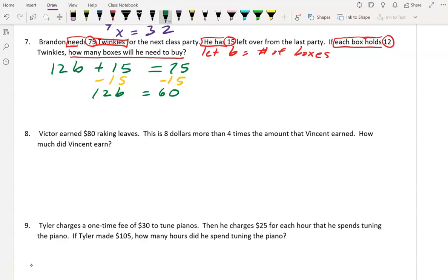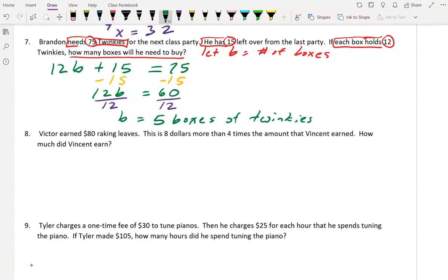And now we can divide both sides. We have to undo the multiplication, so we're going to divide, because that's the inverse operation of multiplication. Divide both sides by 12, and we end up with B equals 60 divided by 12, which is 5. 5 what? 5 boxes. 5 boxes of Twinkies.